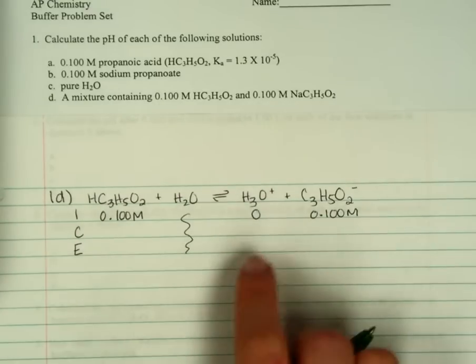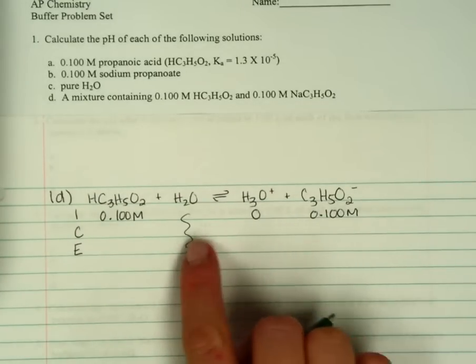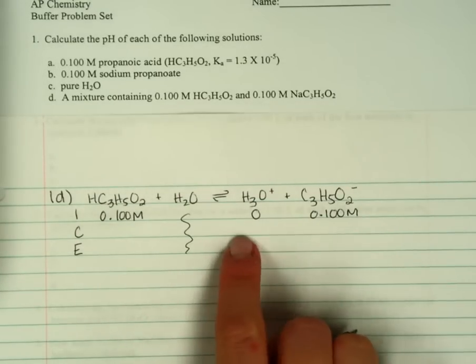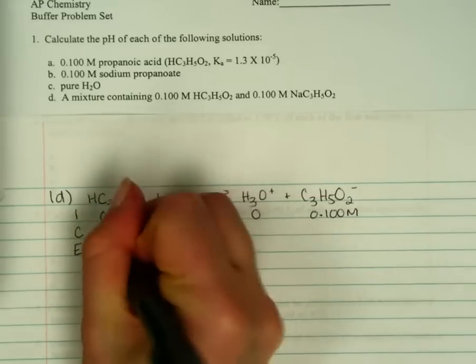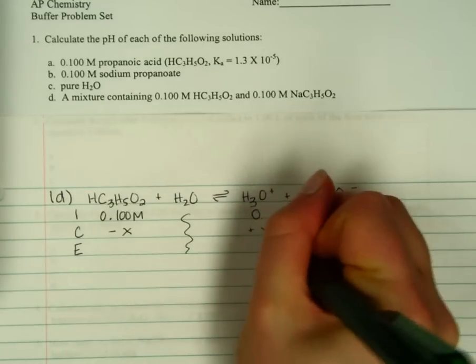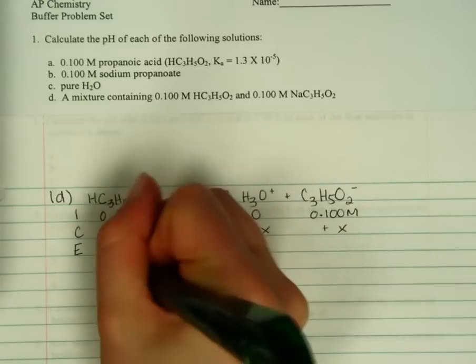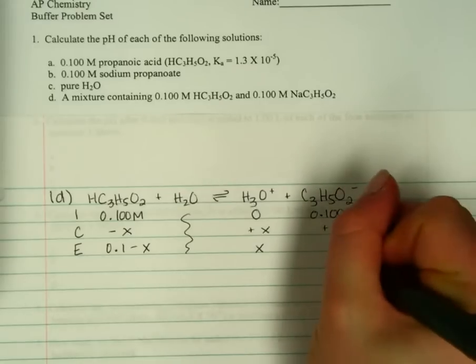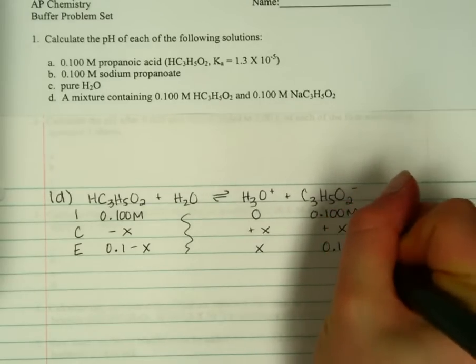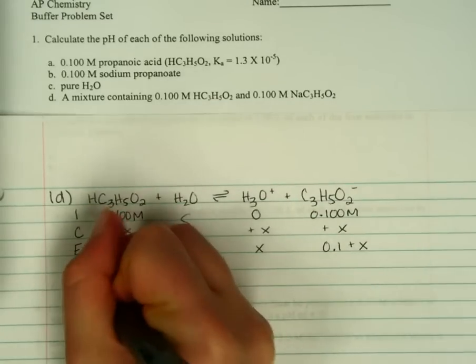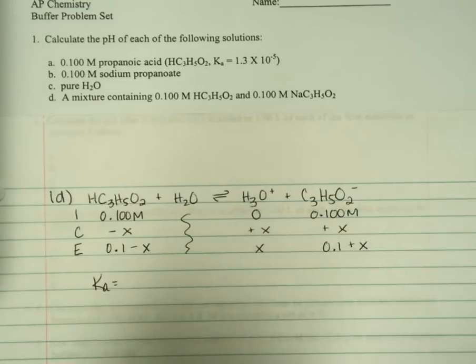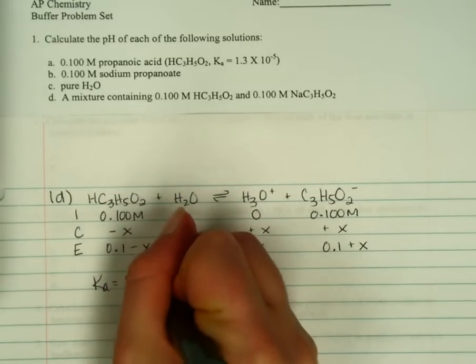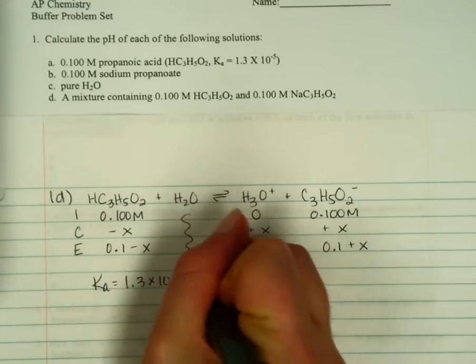So when I look at my change, obviously I have no H3O+, so my reaction has to shift to the right because I can't have a negative number over here. So minus x, plus x, plus x, 0.1 minus x, x, and 0.1 plus x. When I write my Ka, which I already know from problem number 1, it was given to me, 1.3 times 10 to the negative fifth.